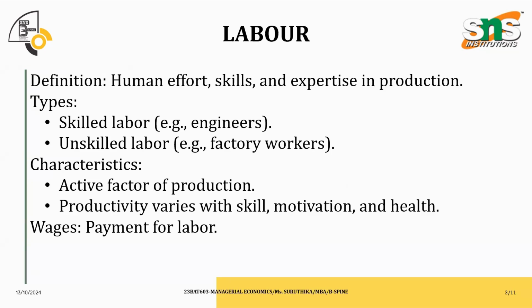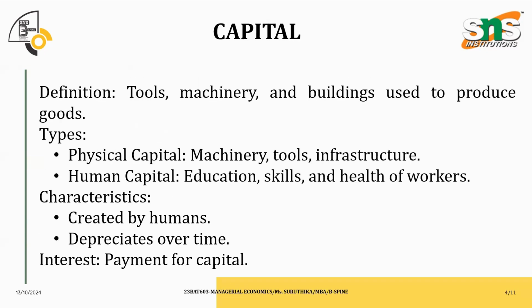So the characteristics of labor are, labor is an active factor of production. So labor has direct involvement in the entire production process. Productivity significantly varies with the skill, motivation, and health of the labor factor. So the cost incurred out of labor is called wages, which is the payment that we give for the labor.